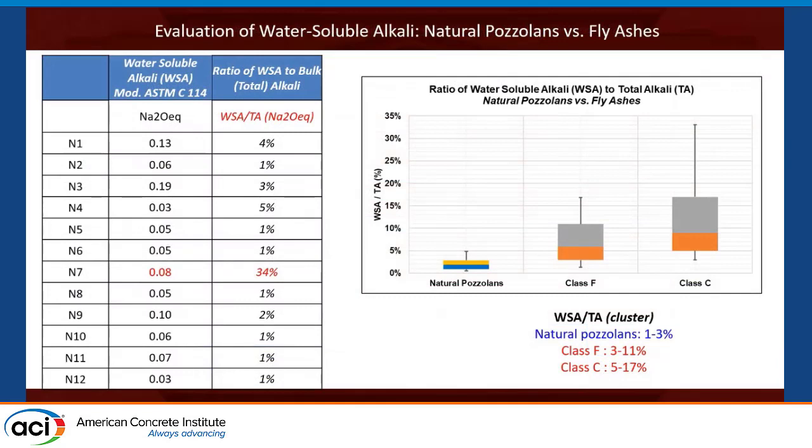So as a second step, we measured the water-soluble alkali, and compared it with all the F and C ashes that we measured in the previous work. We see the bulk of the data for these natural pozzolans is just 1 to 3% of the total alkali, whereas for class F it's around 3 to 11%, and in class C, it's 5 to 17%.